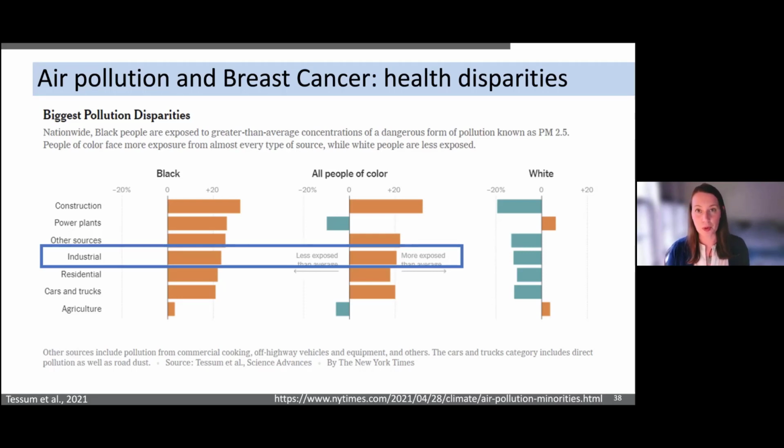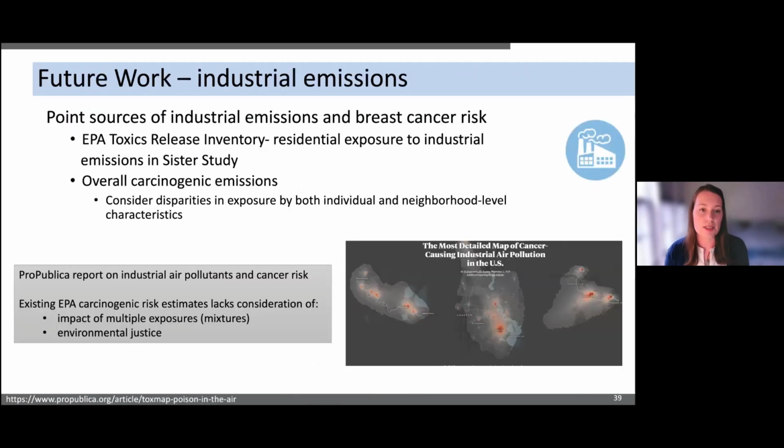But we're also going to be doing some more work incorporating and trying to understand industrial emissions. So for this project, focused on industrial emissions, we'll be doing work using the EPA toxics release inventory, which will allow us to estimate residential exposure to point sources of industrial emissions in the sister study. And the goal of this project is to evaluate overall carcinogenic emissions. So using a spatial-based mixtures approach to estimate if you're exposed to multiple point sources simultaneously, what is the impact of that on your overall breast cancer risk? And the other goal of this project is to consider disparities in exposure by both individual and neighborhood level characteristics.